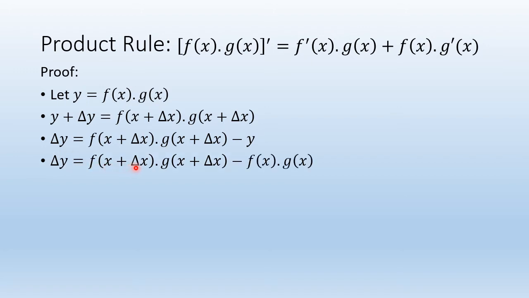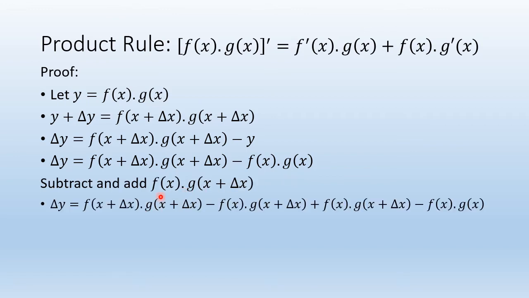is equal to f(x plus del x) into g(x plus del x) minus f(x) into g(x). Now we are going to make some adjustments here. We are going to subtract and add the product of f(x) and g(x plus del x) in this expression. Let's see, we are going to subtract f(x) into g(x plus del x) and we are going to add f(x) into g(x plus del x) in this expression. You can see it like there.